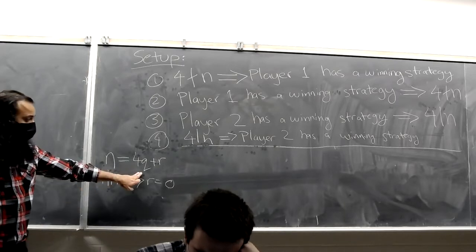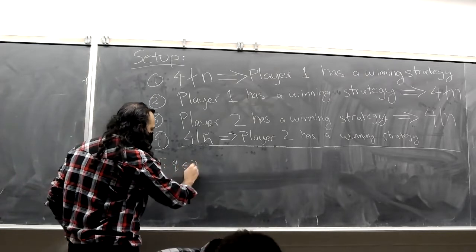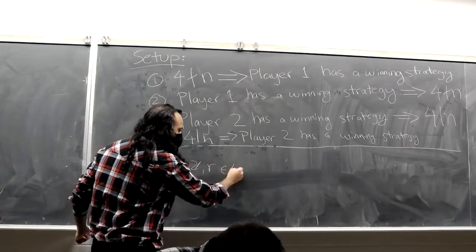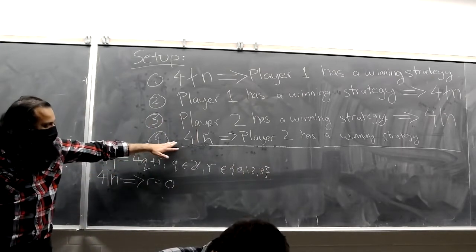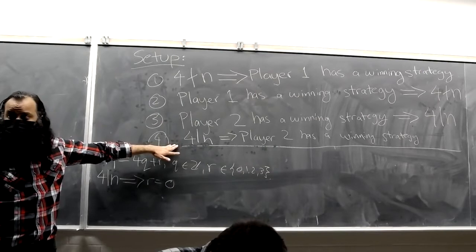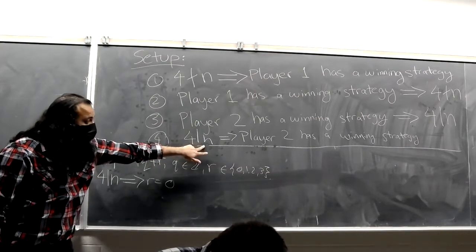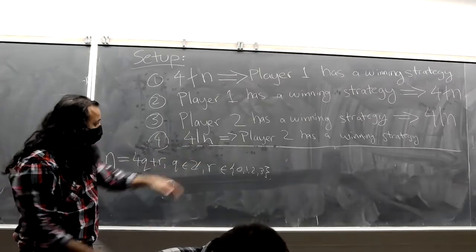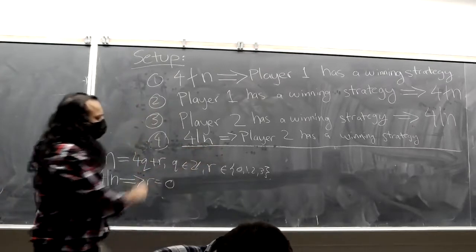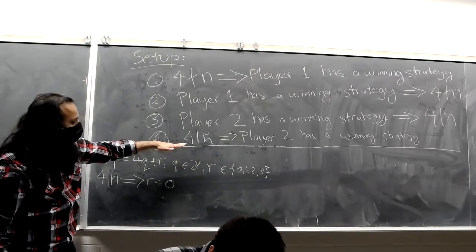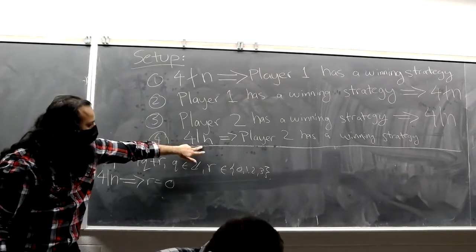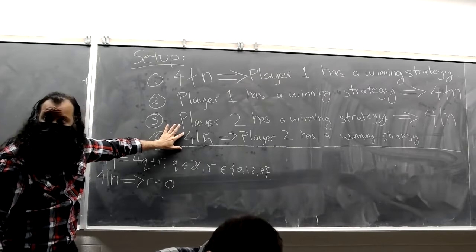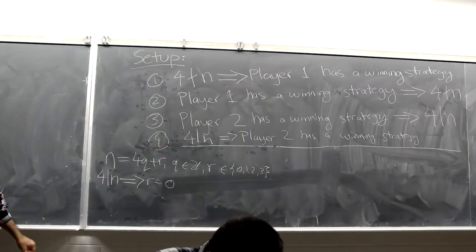So n equals 4q plus r, where q is an integer and r is in the set 0, 1, 2, 3. Now, we want to prove this. I shouldn't have said hypothesis before. I'm talking about this statement. So 4 divides n. That is the hypothesis of this implication. In order for the hypothesis of the implication to be true, we need r equals 0.